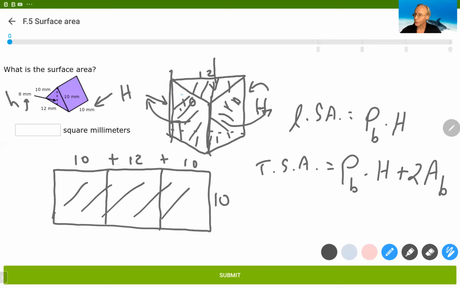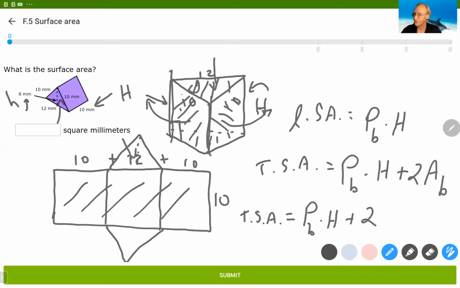In this particular case, we have a top and a bottom that need to be added on. In order to add on those areas, you have to know the area of this triangle is 1/2 base times height. So our total surface area formula is going to be the perimeter of the base times the three-dimensional height plus 2 times the area of this particular base, which you can see here, or this piece up here. And that happens to be 1/2 base times the height of the triangle, not the prism. The height of this triangle was given as 8 millimeters.